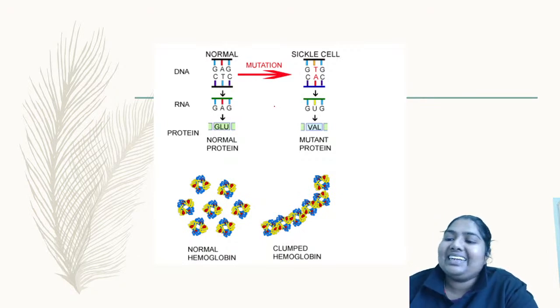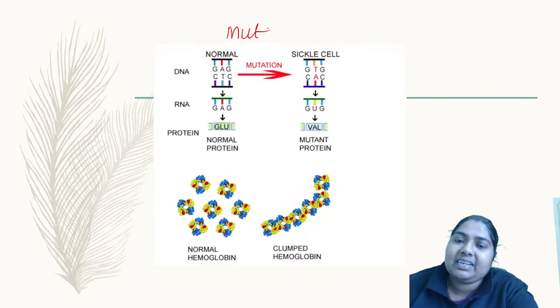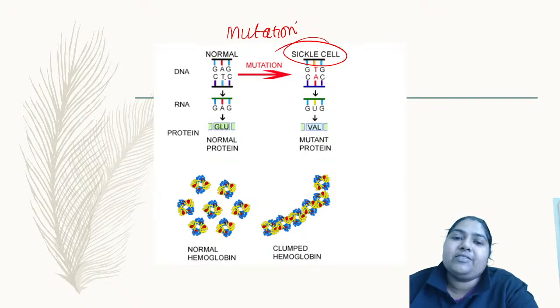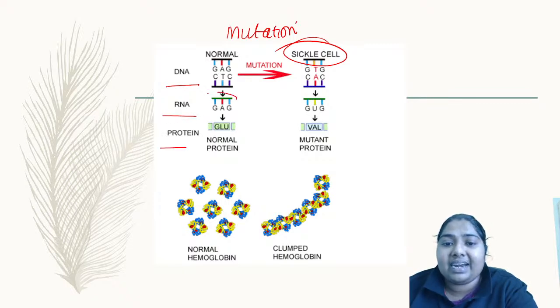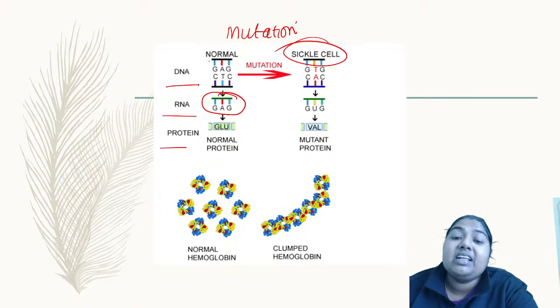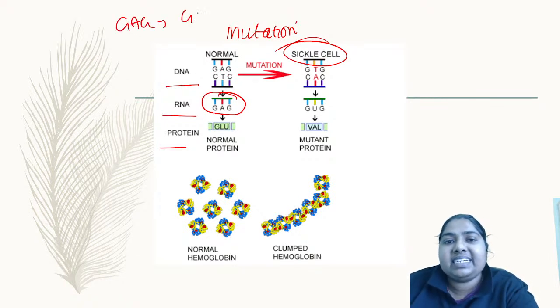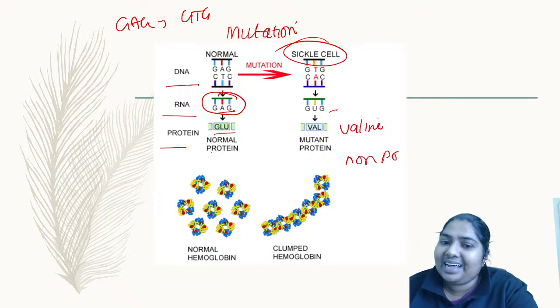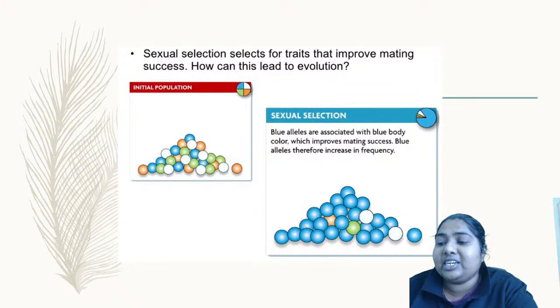And as far as mutation is concerned, the good example is sickle cell anemia. DNA is converted to RNA to protein. The sequence undergoes a change from GAG to GTG. GAG codes for glutamic acid, and this is converted into valine. Valine is non-polar while glutamic acid is polar. So when the charges change, it leads to sickle cell.